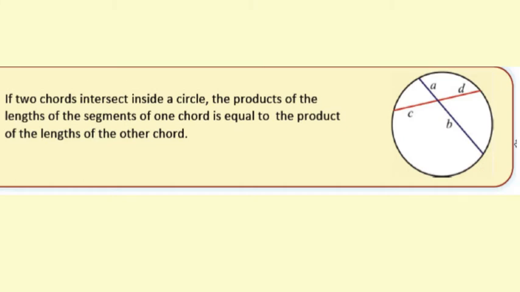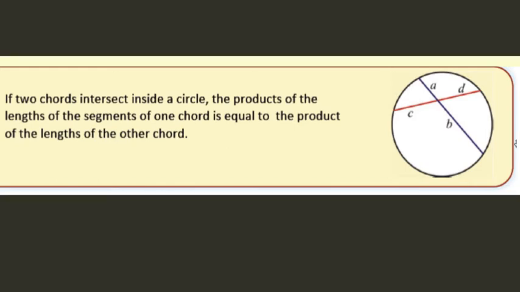Okay, last theorem here, theorem number 5. This is so easy that anyone can do it. If two chords intersect inside a circle, the product of the lengths of the segments of one chord is equal to the product of the lengths of the segments of the other chord. So we have A times B, that's the product, equal to C times D. It is that simple. You take the two pieces of the same chord and multiply them. The product of those two segments will equal the product of the other two.